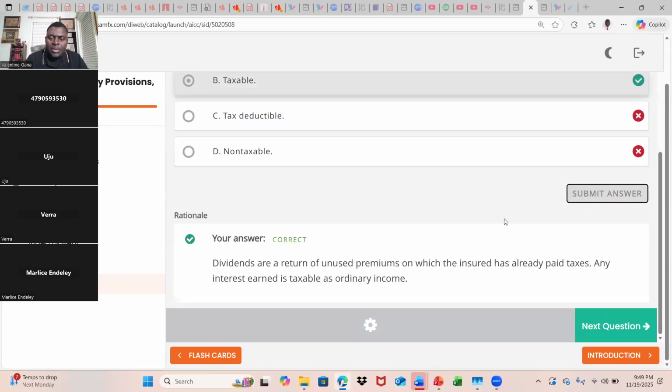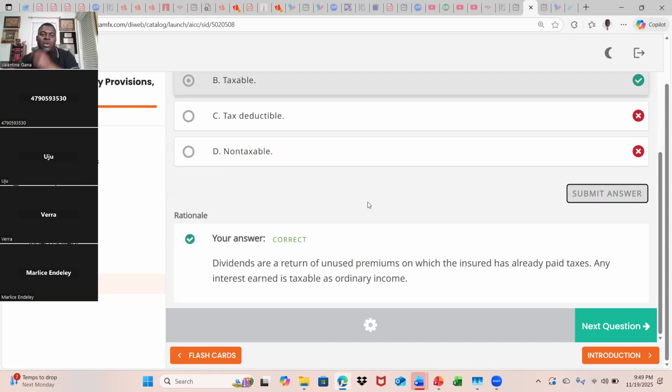Dividends are a return of unused premiums on which the insured has already paid taxes. Any interest earned is taxable. Remember, dividends are also payments to the policy owners when the insurance company is a participating insurance company. It's either called a participating insurance company or a mutual insurer.